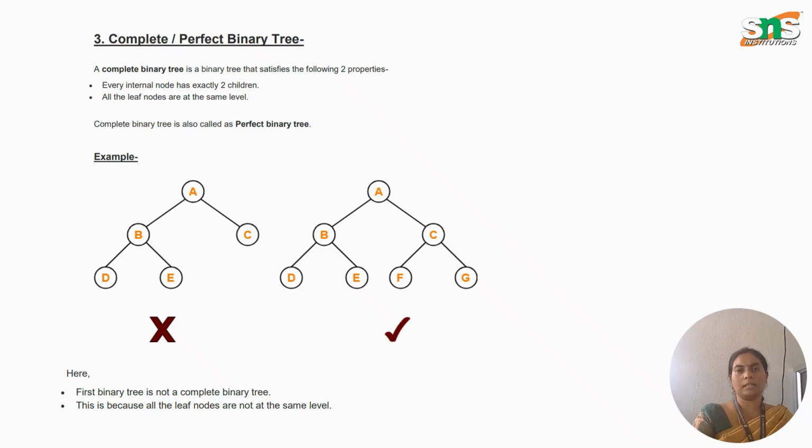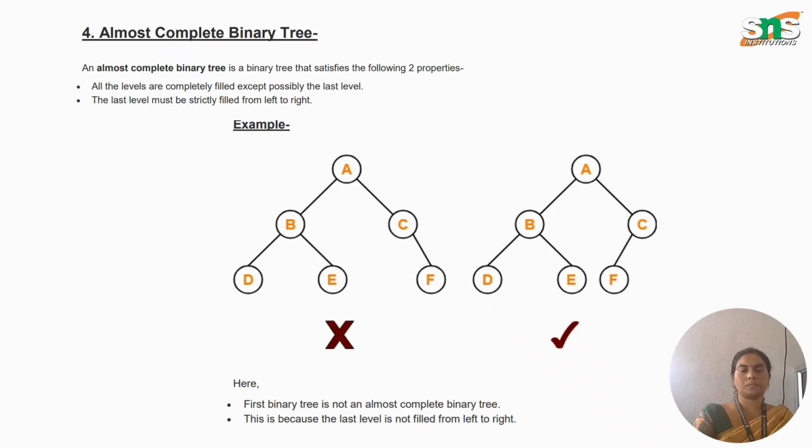For a complete binary tree, A has to bear B and C, and also B and C have to bear two leaf nodes each. So in this binary tree every node should have two children. So this is all about a complete perfect binary tree.